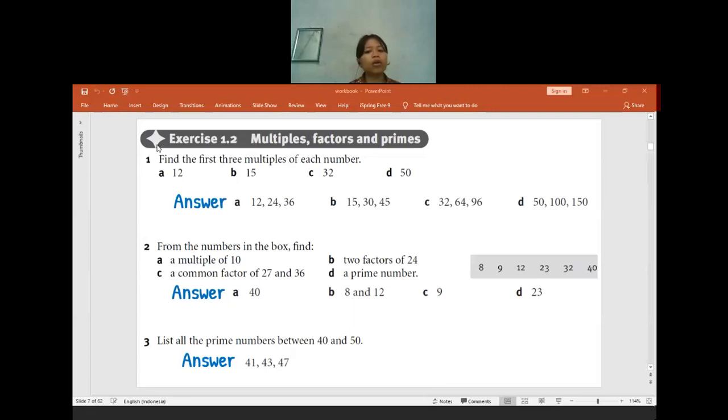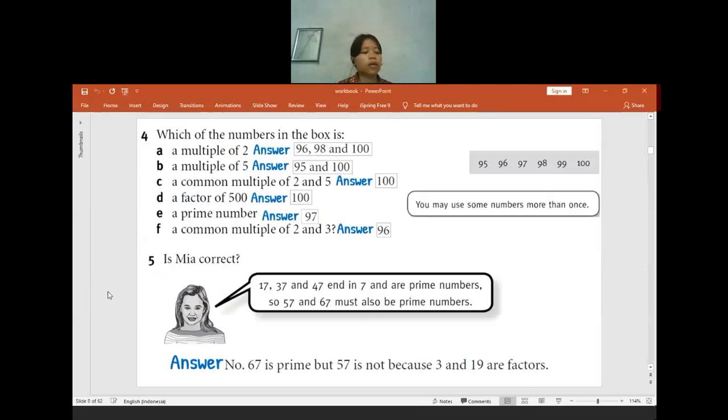Is there anyone who got confused in question 3? Or maybe I talk too fast? Is there anyone who has any confusion? No? Okay. If no one is confused, I will move to question 5. Question 4 first. Okay.